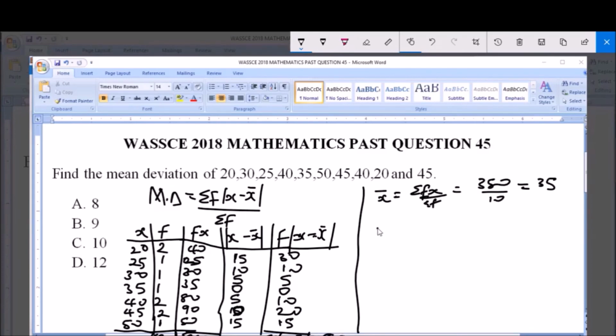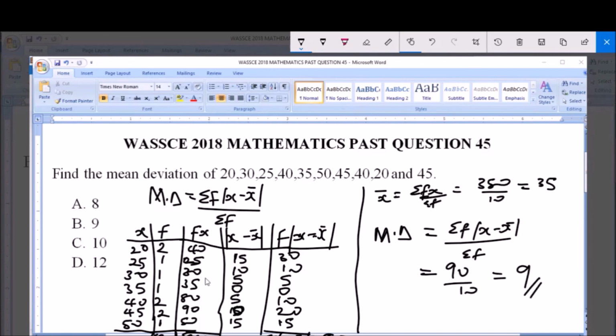So now we can get our mean deviation. Mean deviation MD is equal to summation f x minus mean all over summation f. This is equal to 90, which we've gotten here, and summation f is 10. So therefore mean deviation is equal to 9, and that is option B. So mean deviation is 9.